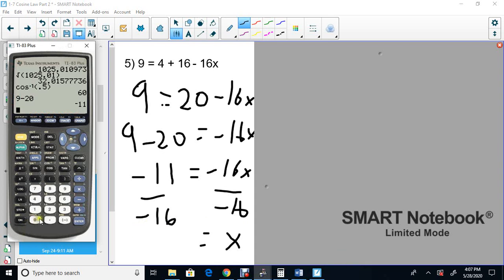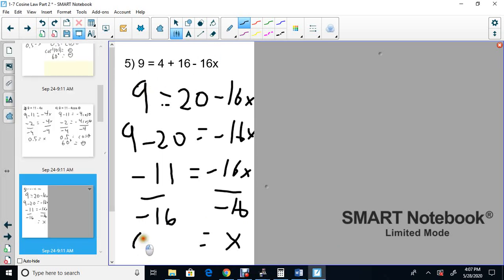Let's see what that is. Negative 11 divided by negative 16. Okay, you get 0.6875.